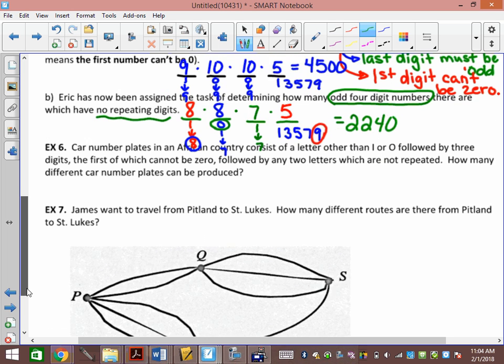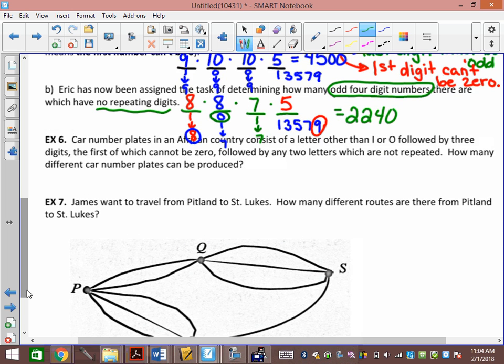Example 6. Car number plates in an African country consists of a letter other than I or O. So I'm just going to start writing my restrictions. So I can't have I or O. And put slashes through them.